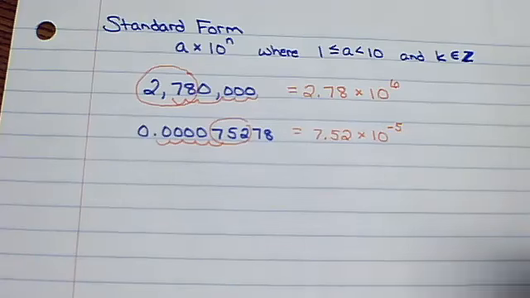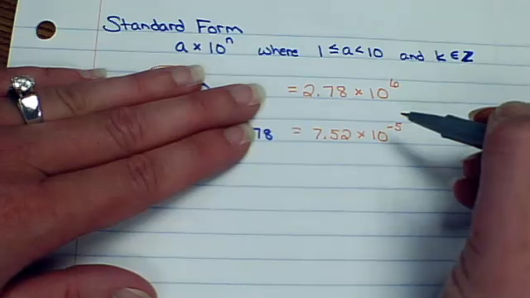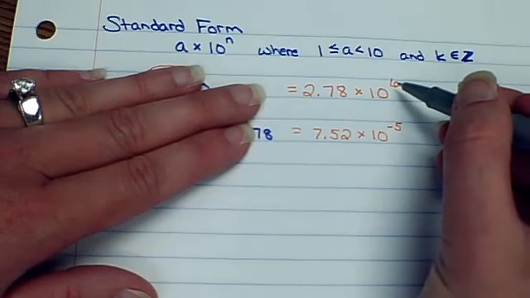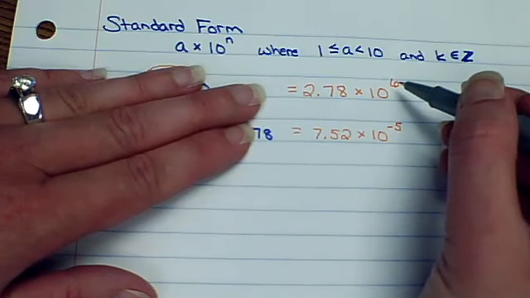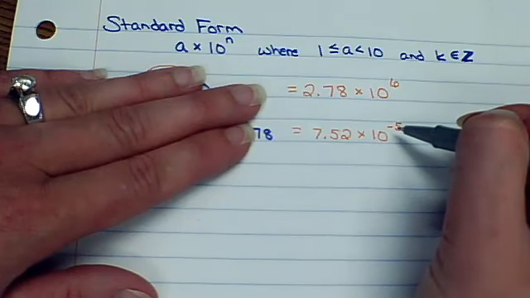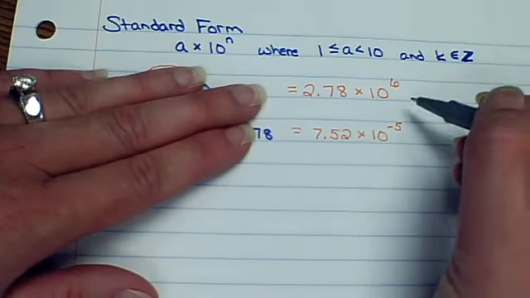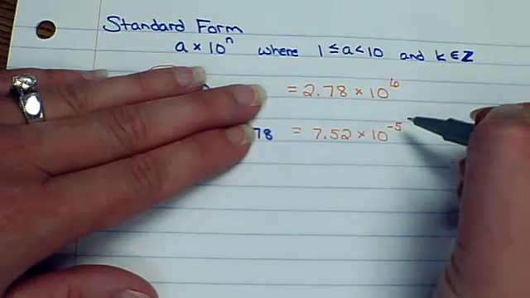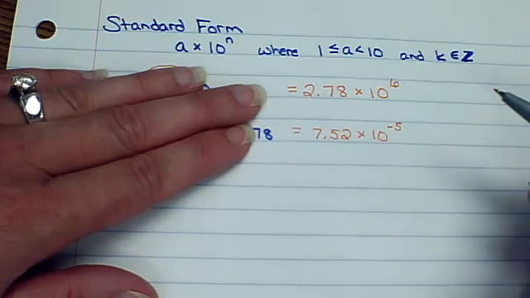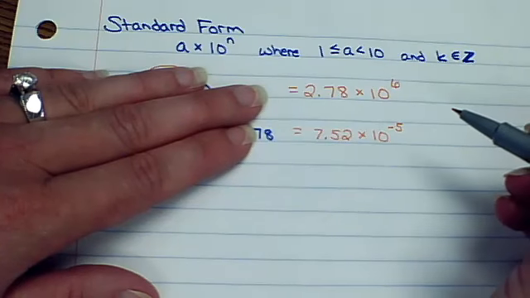Now, could you tell by looking at these in standard form whether they're big numbers or small numbers? Well, if you have a positive exponent, it's going to be a really big number. If you have a negative exponent, it's going to be a really, really small decimal. Now, let me ask you a question. Which one of these would be a natural number? This one. Which one would be an integer? This one.